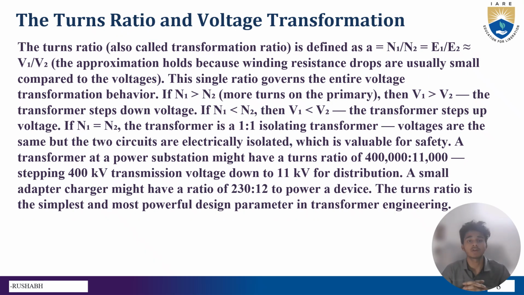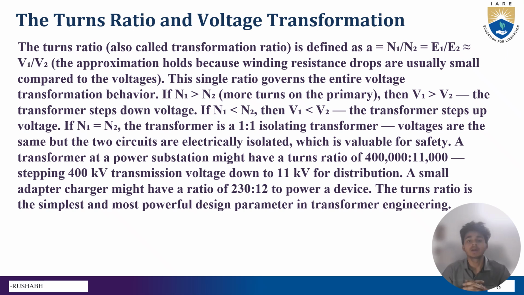In this slide, we are going to learn about the turns ratio and voltage transformation. The turns ratio, also called the transformation ratio, is defined as N1 by N2 is equal to E1 by E2, which is approximately V1 by V2. The approximation holds because winding resistance drops are usually small compared to the voltage. This single ratio governs the entire voltage transformation behavior.